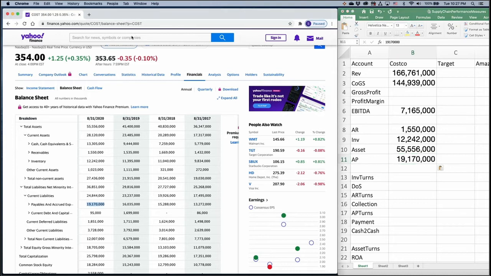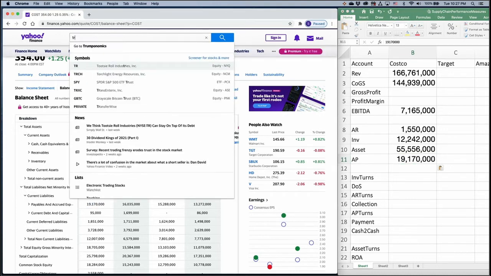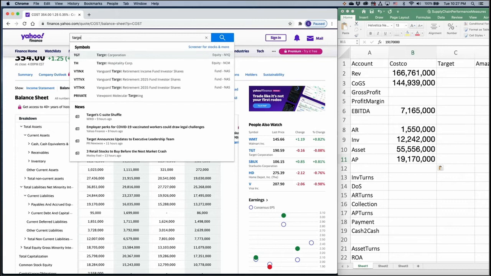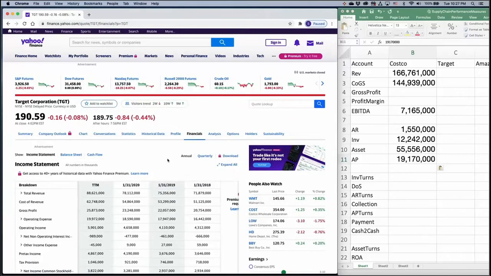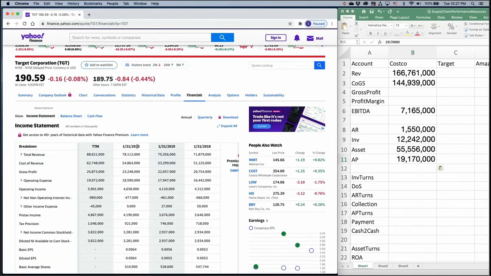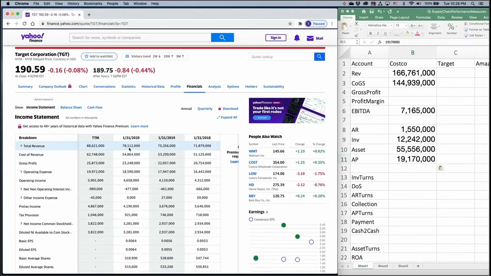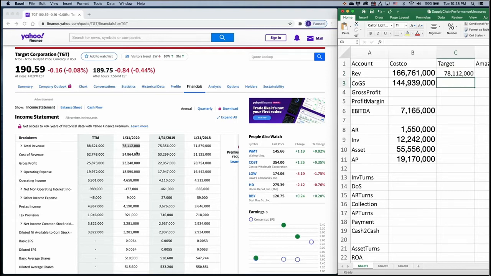Now you can get Target financial performance. So you can type Target, and then you can find the TGT, Target Corporation. So again, you can click financials. Target closes in January, so we will use this January information. So revenue, same way, you can copy and paste. And instead of cost of goods sold, you can copy cost of revenue.